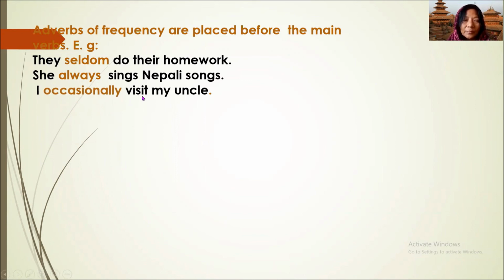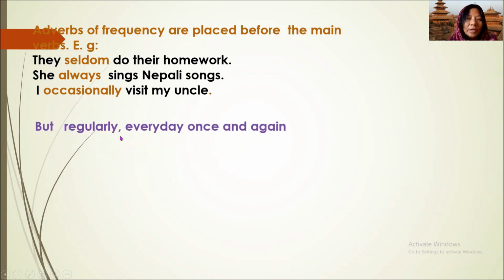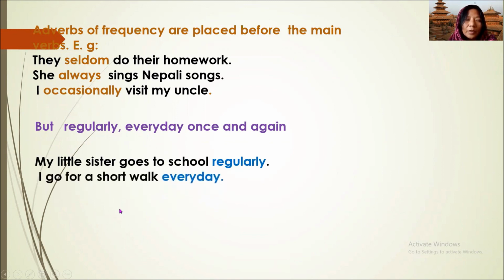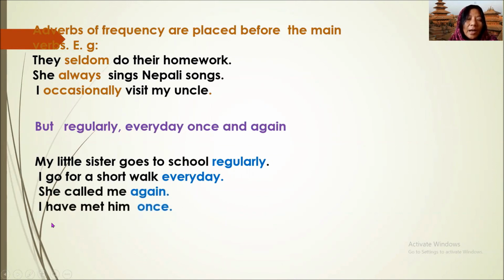It is used before the main verb, but regularly, every day, once and again are also adverbs of frequency, but they are not used before the verb. They come at the end of the sentence. For example, my little sister goes to school regularly. I go for a short walk every day. She called me again. I have met him once. So once, again, every day, regularly, though they are adverbs of frequency, they come at the end of the sentences.